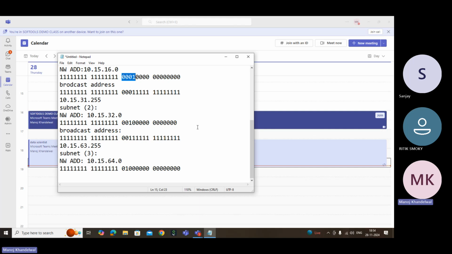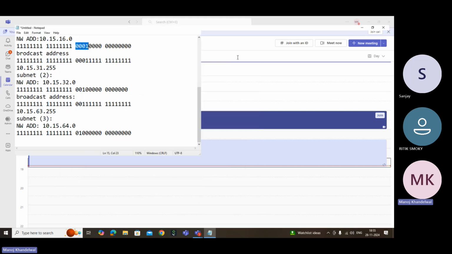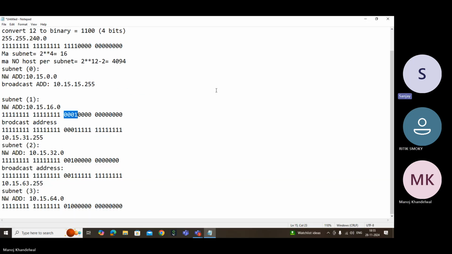Okay, hello. Are you able to hear me properly? Yes, sir. So first of all, how many subnets do we want? 12 subnets, right? When you convert 12 to binary, you get 4 bits, right? That's what is shown here. Yes, sir, correct.